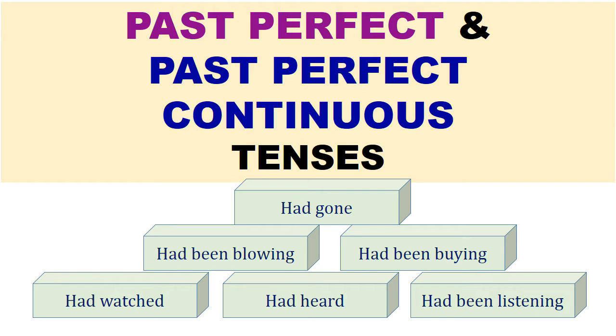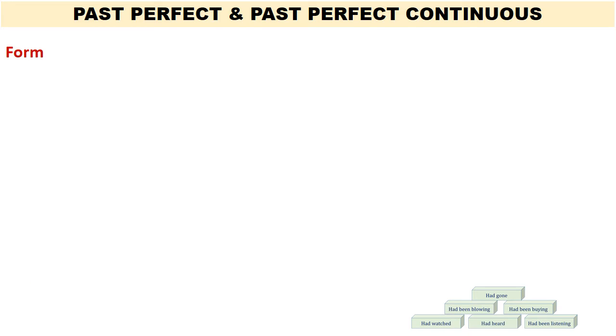Welcome back. Today we take a look at two of the past tenses that we use in the narrative tenses, and these are the past perfect tense and the past perfect continuous tense. We'll take a look at the formula and examples of how to use them and when to use them. Let's begin.